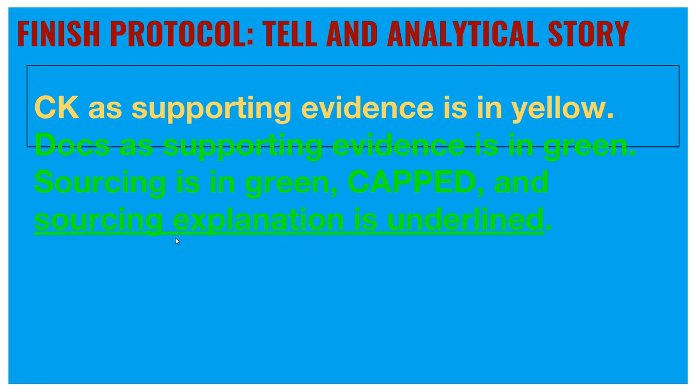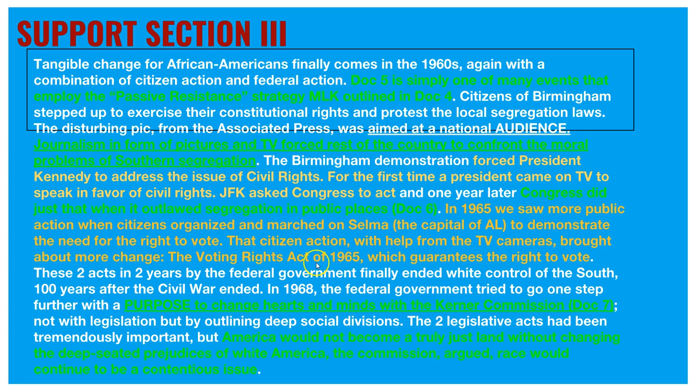So these are the 3 things that you have to do for support: CK, docs as evidence, and then sourcing the docs. So here's what it looks like when it's color-coded. Now I'll walk you through the logic of what I did. Here's my topic sentence. Notice that my essay is about change, and all my topic sentences speak to that. So I'm telling an analytical story, and I'm pointing out here that tangible change finally comes in the 1960s. I'm starting out with document 5, and notice how I'm linking it back to document 4.